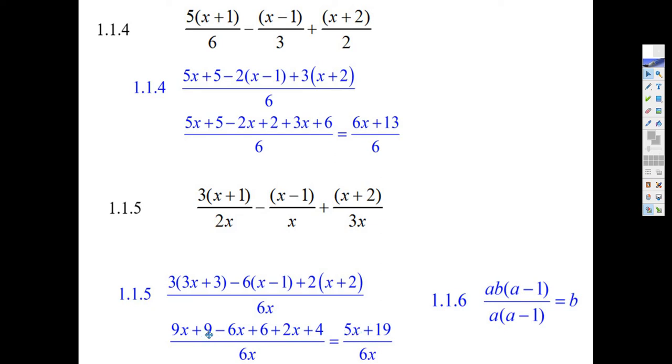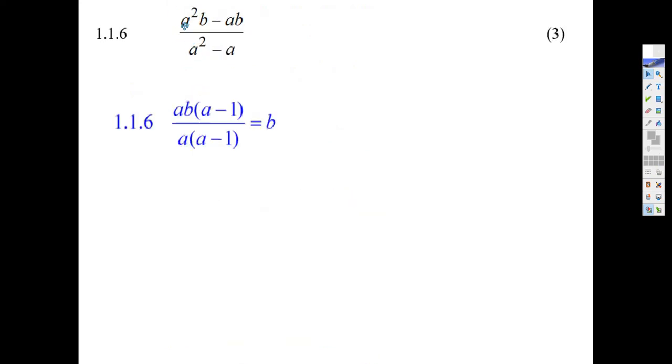Okay, and the numbers, what do we have there? 9 plus 6, that's 15. We add another 4, we get 19. There's our final answer. And our final answer is 5x plus 19 over 6x. Let's do one more question.